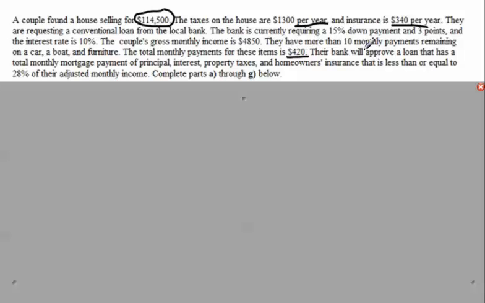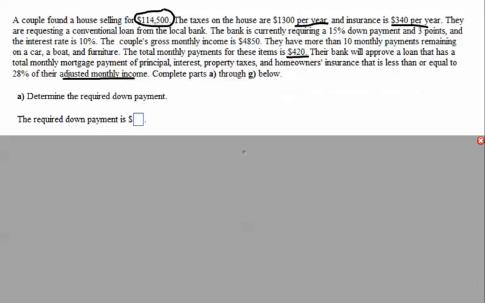Their bank will approve a loan that has a total monthly mortgage payment of principal, interest, property taxes, and homeowners insurance that is less than or equal to 28% of their adjusted monthly income. Based on this information, please complete parts A through G below. Part A says determine the required down payment.